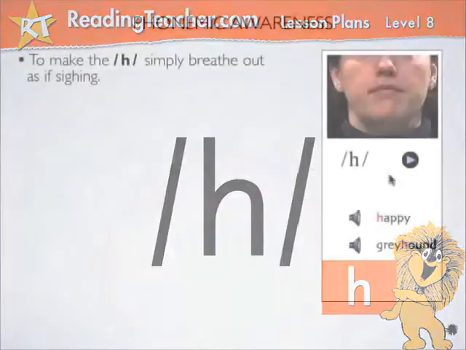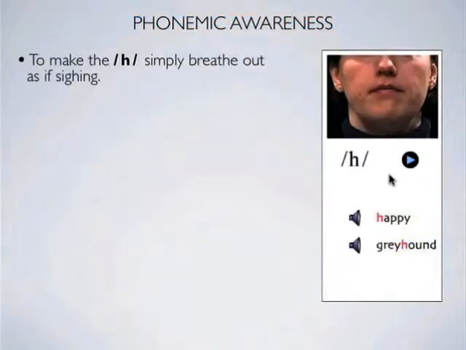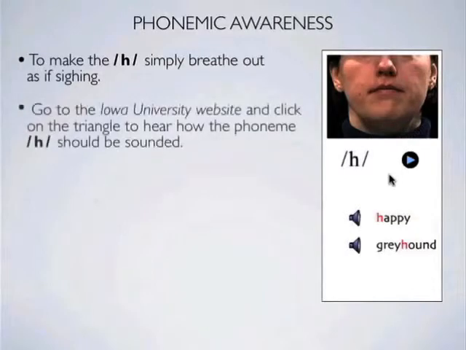To make the h, simply breathe out as if sighing. Go to the Iowa University website and click on the triangle to hear how the phoneme h should be sounded.